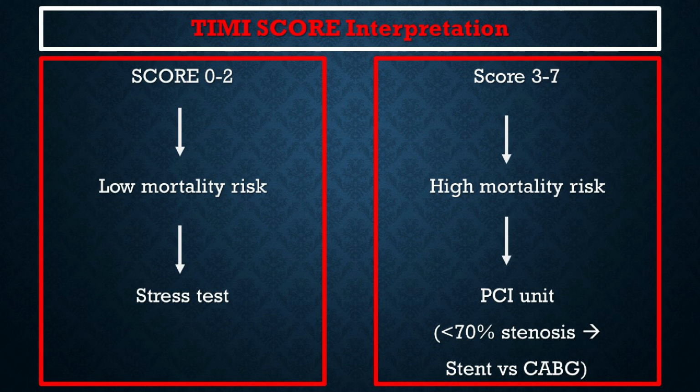Whereas if the TIMI score is between 3 and 7, you will need to send this patient to the PCI lab, because he is at high risk. And again, if you find more than 70% stenosis there, you can put a stent or plan for a CABG procedure.